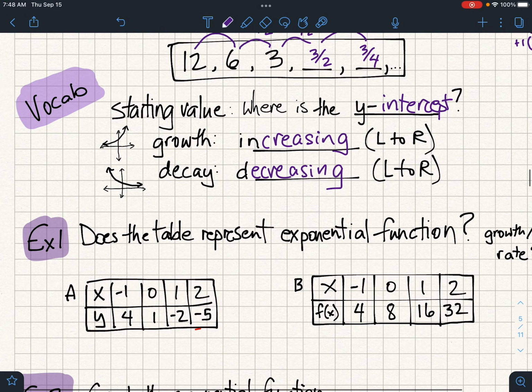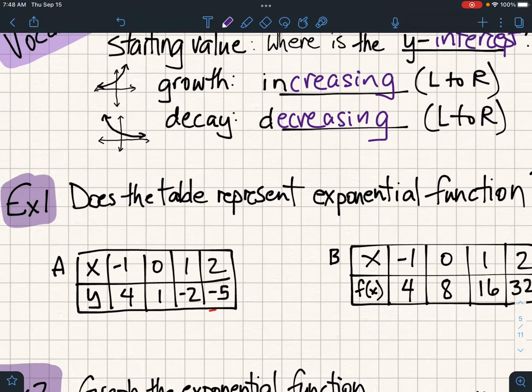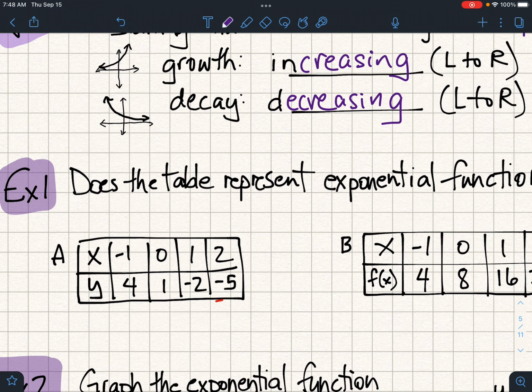So, first of all, here's a table of values. Sometimes they're going to give you that and ask you, is this an exponential function? If it's exponential, is it growth or decay? And what is the rate? If I look at this first table of values, I could plot them on a graph, but that would take a long time. So instead, remember, we want to look at how the x values are changing. Always start with your domain values. In this case, they're all going up by 1. That's good news. We want that to be always plus 1.